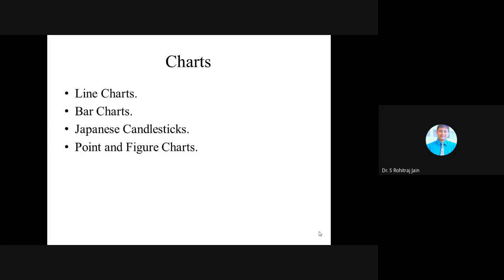Now, in case of point and figure chart, there's a third and more complex type of chart. Technical analysis helps the technical analyst to predict not only reversal in price trends for common stocks, but to forecast future price movement. So it is more complex than a bar chart, and a point and figure chart has the following three features.